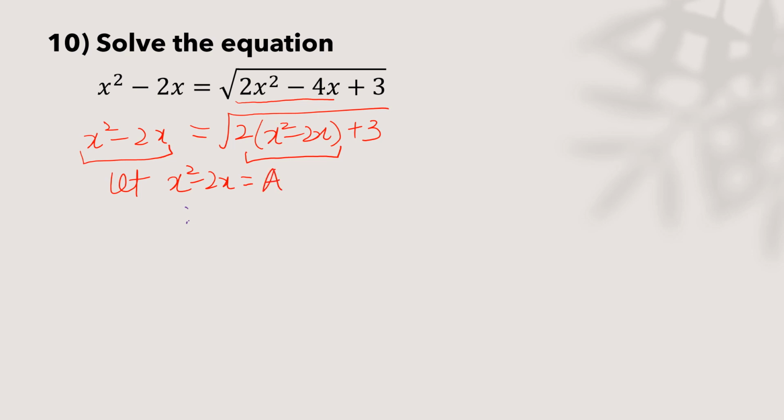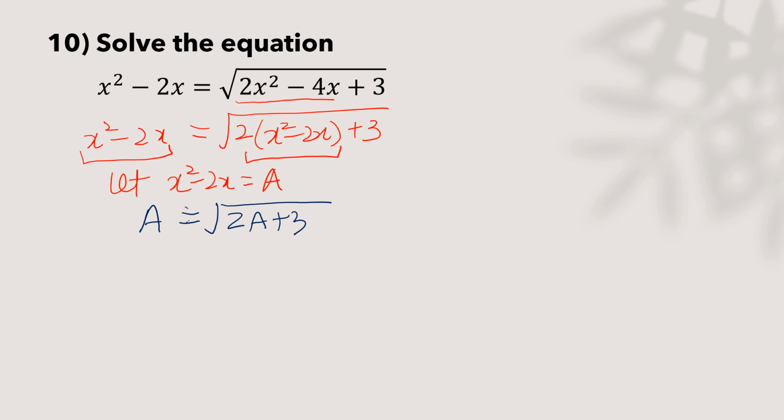Okay, right. So this is also one of the, remember, Polya's four steps problem solving skill. One of them is to restate the problem. So this is what we are doing. We are restating the problem. So I'm going to replace x squared minus 2x with the letter a. So I would have a equals square root 2a plus 3.